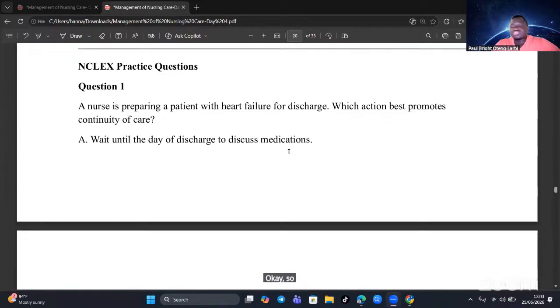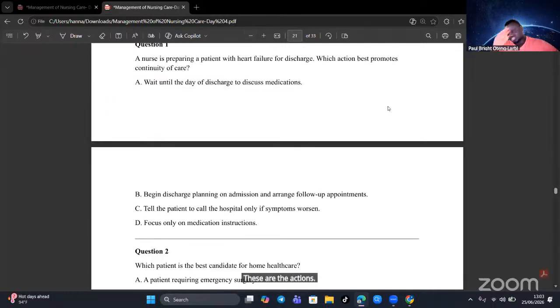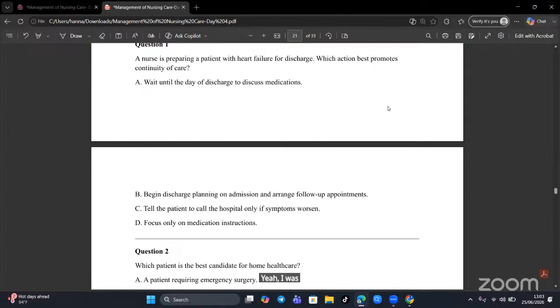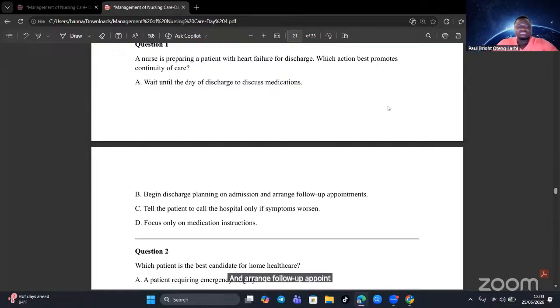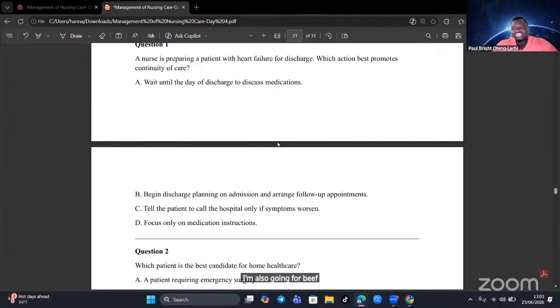Okay, so let's answer these questions. A nurse is preparing a patient with heart failure for discharge. Which action best promotes continuity of care? These are the actions. Shoot your answers. I was thinking of B, begin discharge planning on admission and arrange follow-up appointments. Good. I'm also going for B. Okay, good.